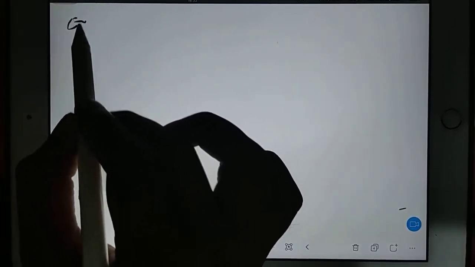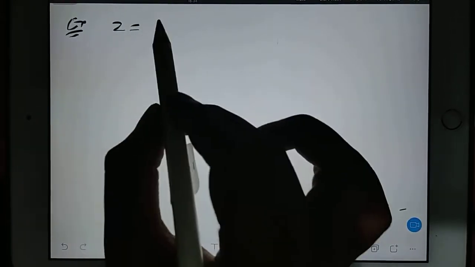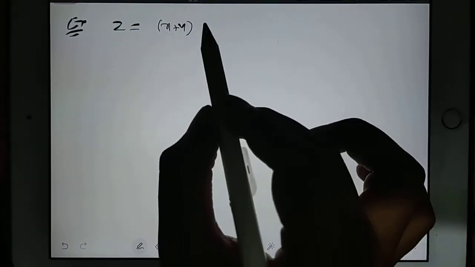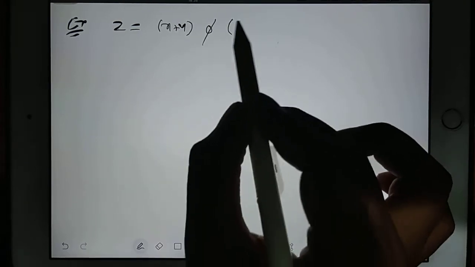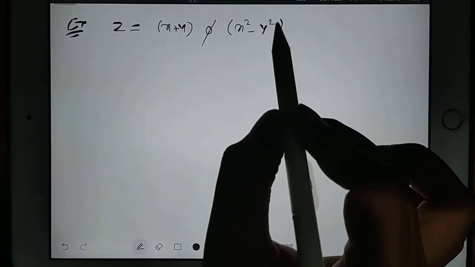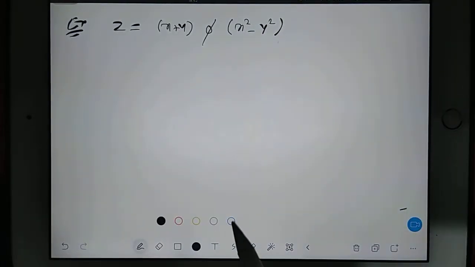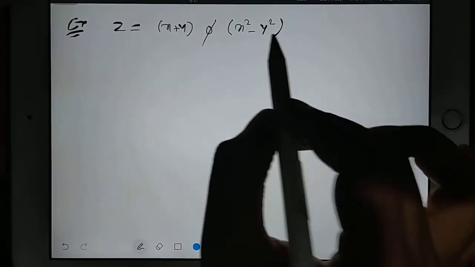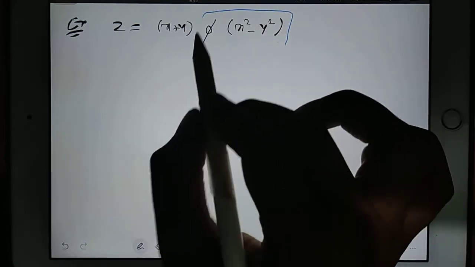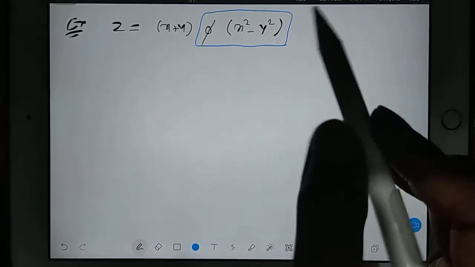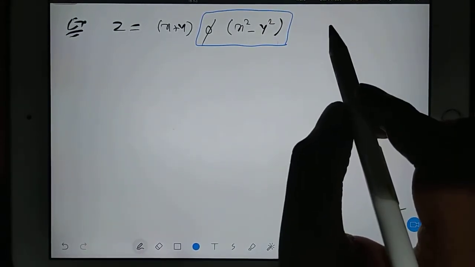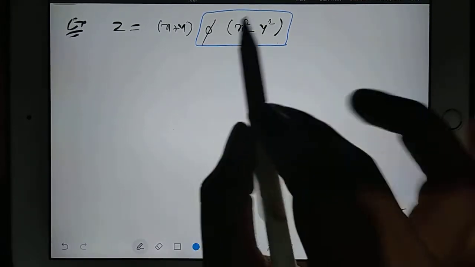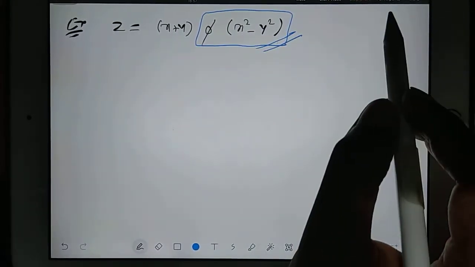Your another example. In this, z is going to be x plus y, and then phi of x square minus y square. Okay. Now you see here. This question we will be doing in the same way, but always remember this guy is coming. So I told you that an arbitrary function can also appear. So our job is to remove this guy.